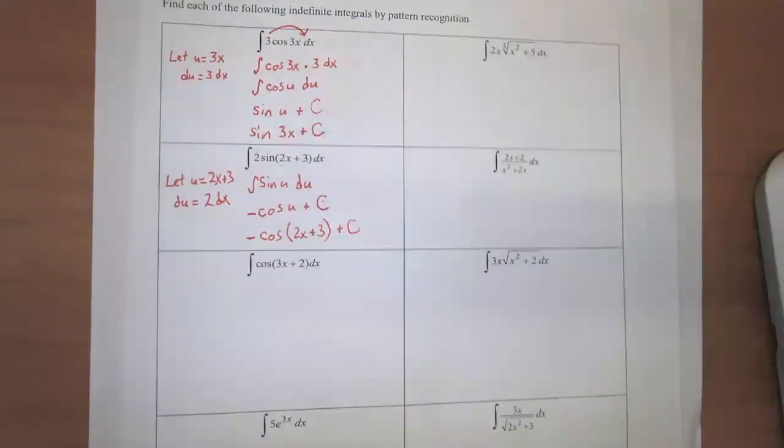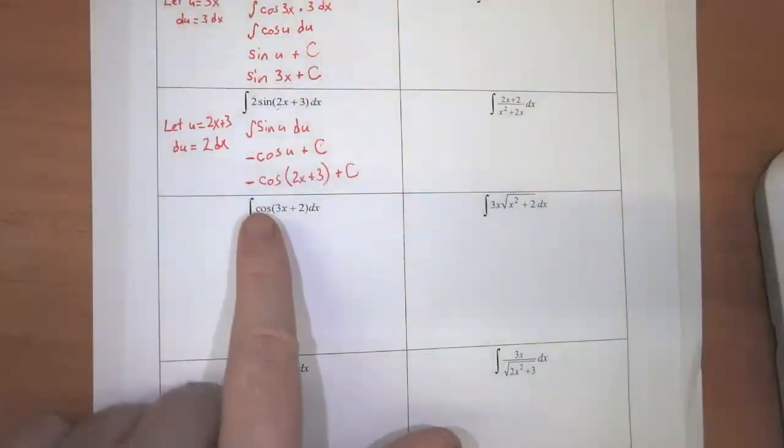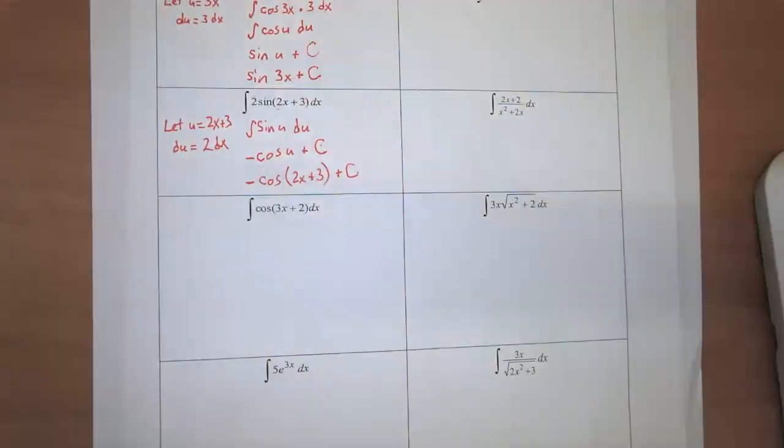In the last couple of videos, we've been practicing u substitution and seeing how that works. Let's take a look at a slightly more complex example and see how things can start to get a little bit wavy, but it's nothing we can't handle. So we want to find the indefinite integral of cosine of 3x plus 2 dx.